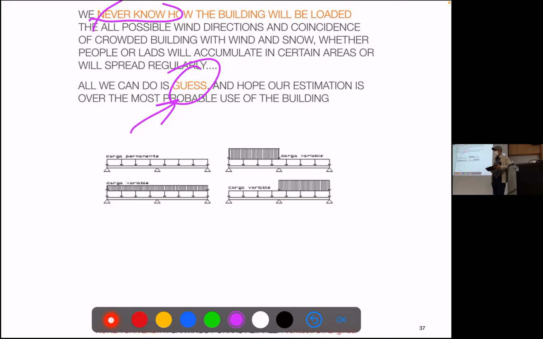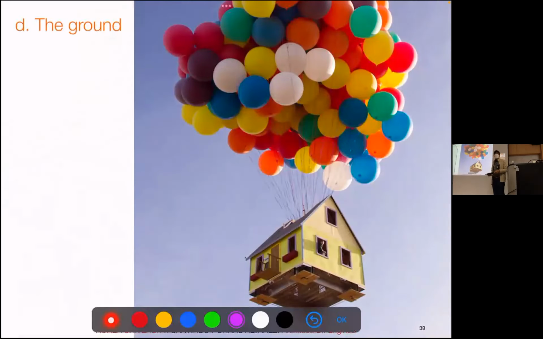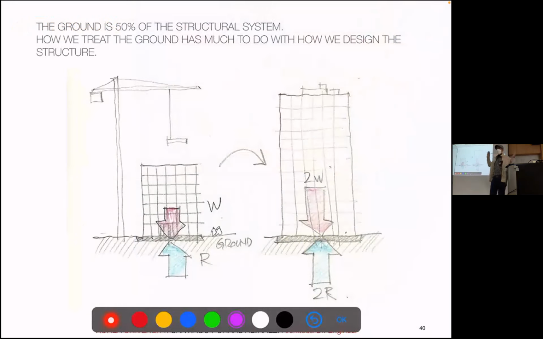Again, remember, asymmetrical loads are more critical. So if you have to choose, we go to the asymmetrical loads, right? And then we go to today. The ground, we commented, unless your building is like this, right? We need to consider the ground. Ground is half the problem. So let's spend a few minutes on it, at least to be familiar with what we have. This is familiar. I don't need to insist because it's been explained twice, right?